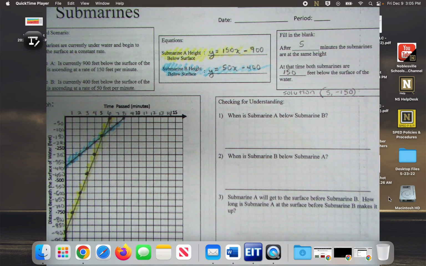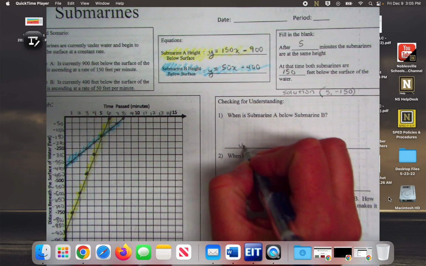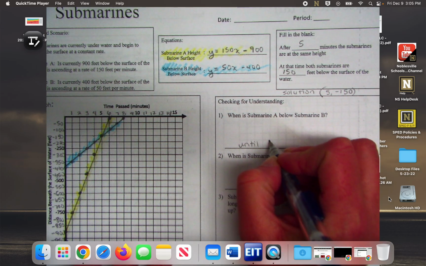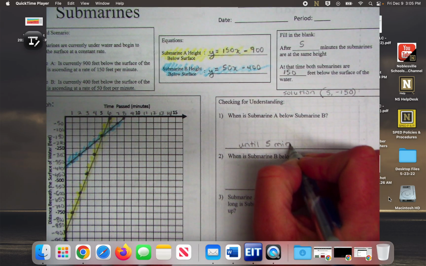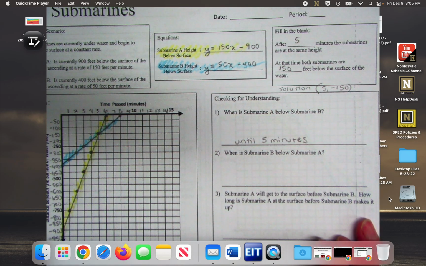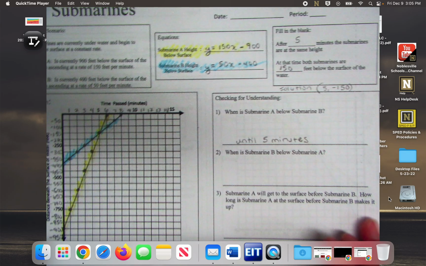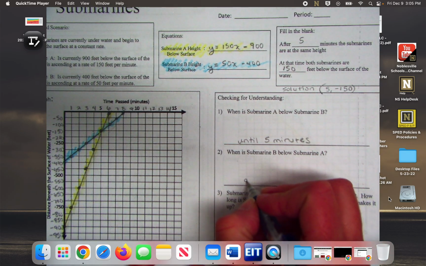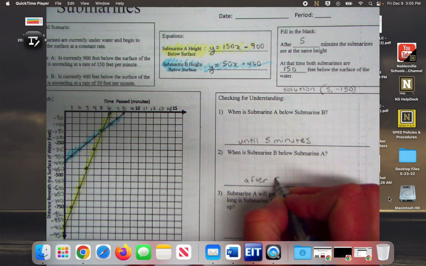So when is submarine A below submarine B? Until 5 minutes, right? Until 5. So then submarine B is below submarine A after 5 minutes.